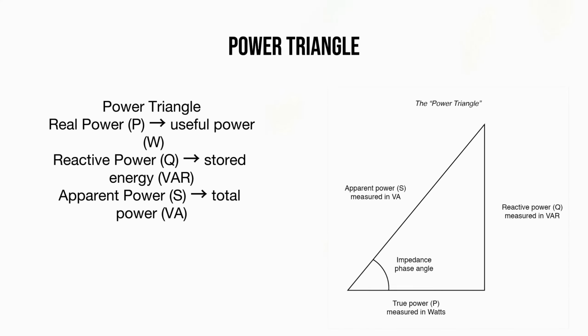Power factor can also be explained using the power triangle. The power triangle shows the relationship between real power, reactive power, and apparent power. Real power represents the useful power that performs work and is measured in watts. Reactive power represents the power that is stored and returned by the inductors and capacitors, and it is measured in VAR. Apparent power is the total power supplied to the circuit and is measured in volt amperes. These quantities are related using the equation S squared equals P squared plus Q squared.